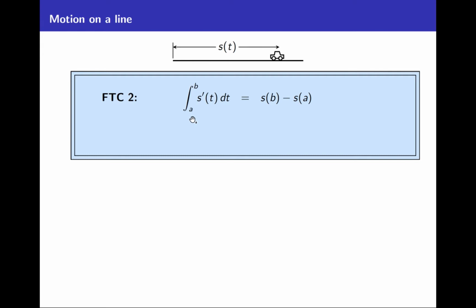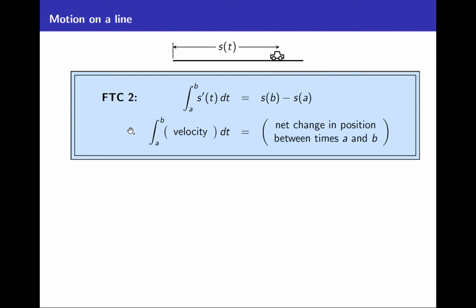So the fundamental theorem of calculus part 2 says that the integral from a to b of s prime of t dt equals s of b minus s of a. And this s prime is velocity v of t. So in essence, this equation states that the integral from a to b of velocity dt equals s of b minus s of a, which is the net change in position between times a and b. And I'll illustrate that with a graph.